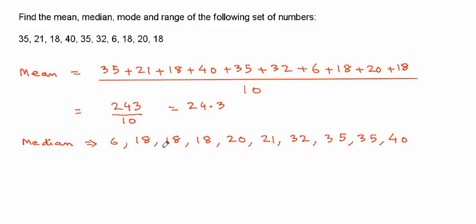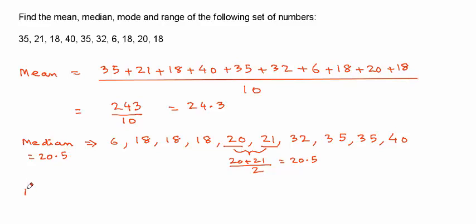Now because there are 10 numbers on this list, there's not one single middle number. The two middle numbers are 20 and 21, 4 on this side, 4 on this side. So to find the median, we find the average of 20 and 21. 20 plus 21, divided by 2, and you get 20.5. So the median is 20.5.